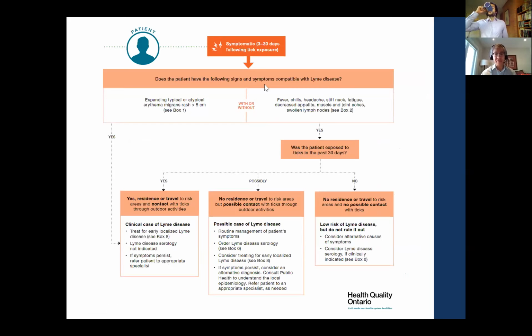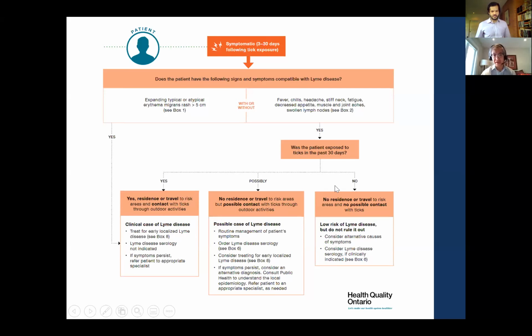So let's see if I can help you go through this. Like we said, it's about 3 to 30 days after exposure. If you do see the erythema migrans and it's greater than 5 centimeters, generally speaking, and this person does have some contact with ticks, you can pretty well give that provisional or clinical diagnosis and treat it as localized Lyme disease. You can do the serology if you want, but if it is negative, your interpretation of it is likely going to be a false negative.